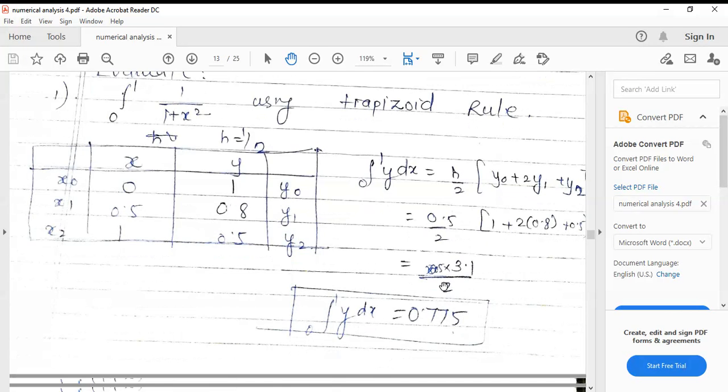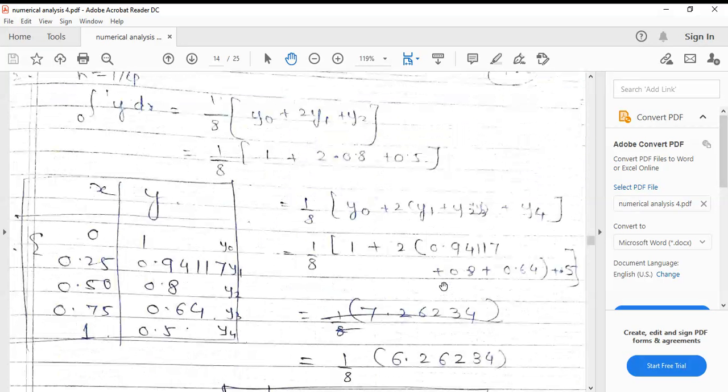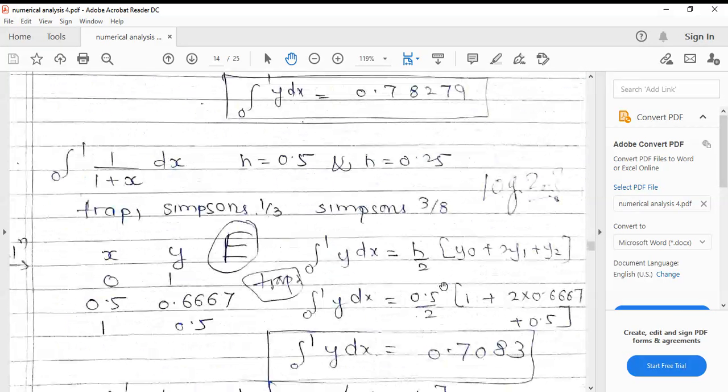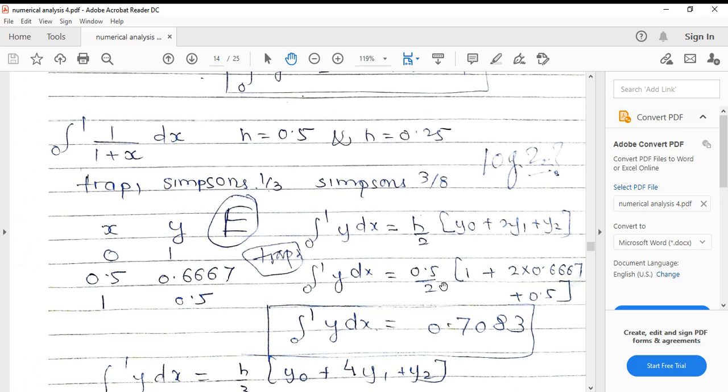One example we have already solved in the last lecture, and in this lecture we will solve one more. The example is the integration from 0 to 1 of 1 by 1 plus x dx. First we take h equal to 0.5, and then we can calculate with h equal to 0.25. As we are already provided with h as 0.5, you can see the difference between every value of x is 0.5. Here we have x naught, x1 and x2.